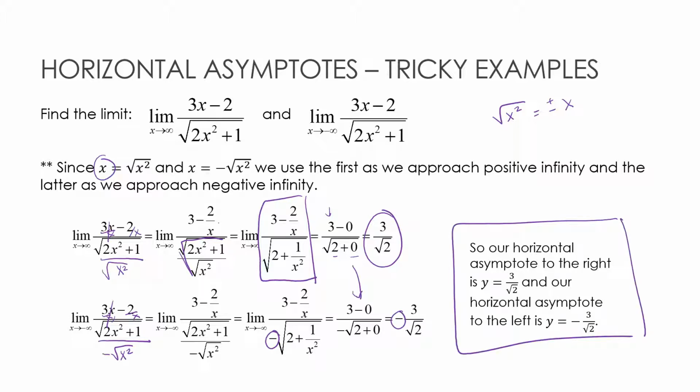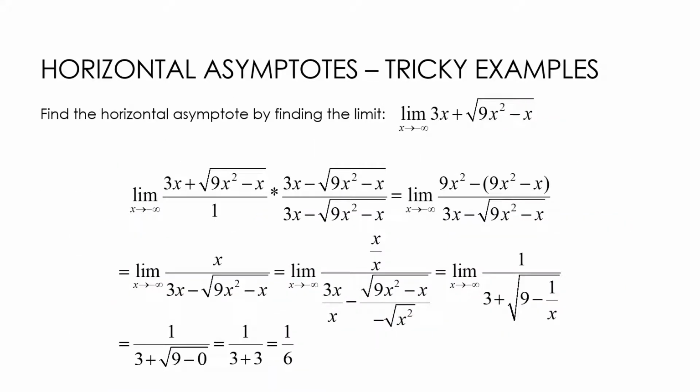So again, that's a trickier example because you wouldn't automatically think to divide by x, the square root of x squared and the square root of negative x squared. Let's take a look at another tricky one.